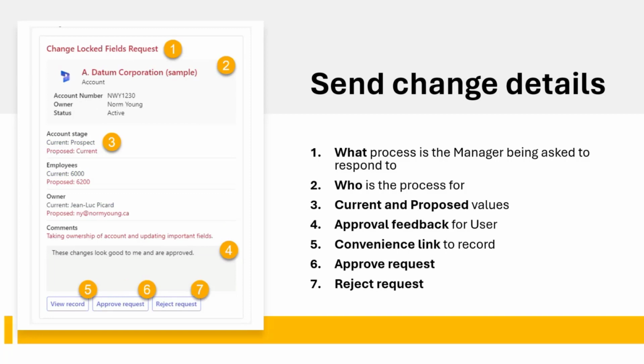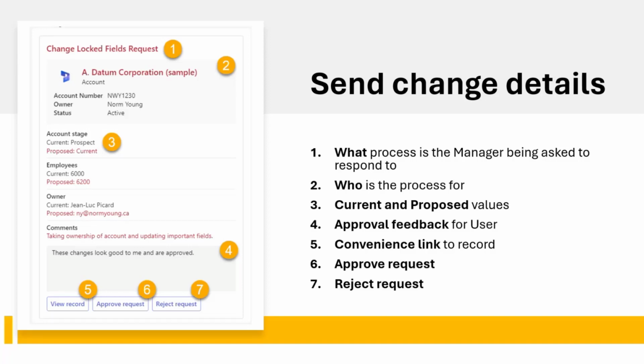Our second adaptive card that we saw in the demo was to send those change details to the approver. And so the approver is always dynamically looked up. So I go to one of the user tables, find out who the manager is, send that request over there. And again, the manager, just like the user, could be overwhelmed with messaging in Teams. So what are we looking at? We're looking at the change locked fields request.